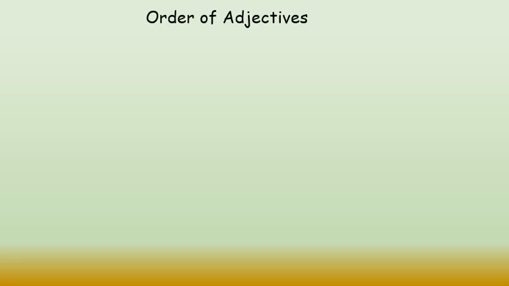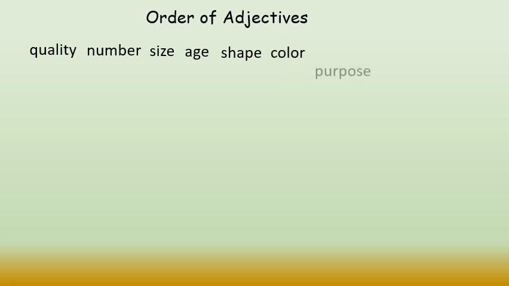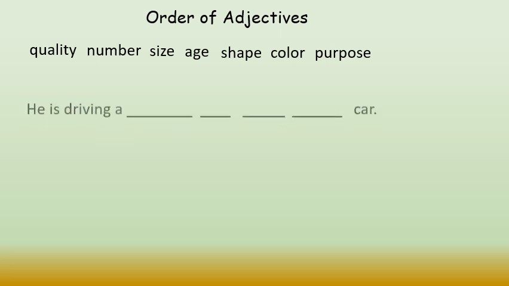The order of adjectives. First is quality, then number, then size, then age, then shape, then color, then purpose.